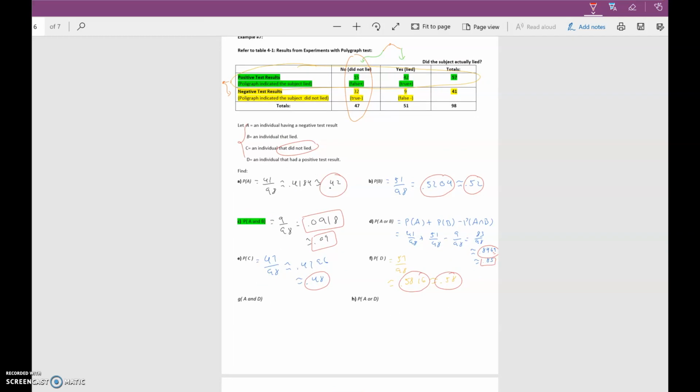Let's take a look at A intersect D. So let me just circle the event so that we don't mess this up. A is negative test result and D is positive test result. So negative test result is this event, positive test result is that one. The intersection of those two is just going to be 0 out of 98, or 0.